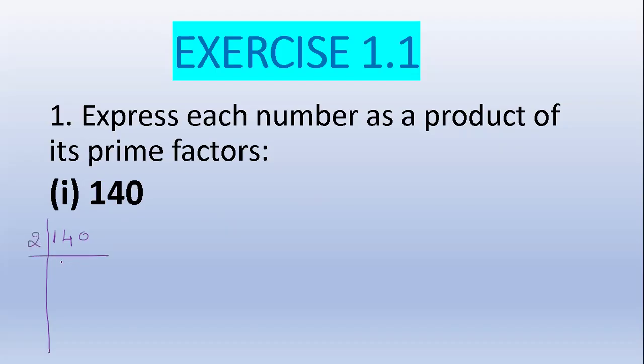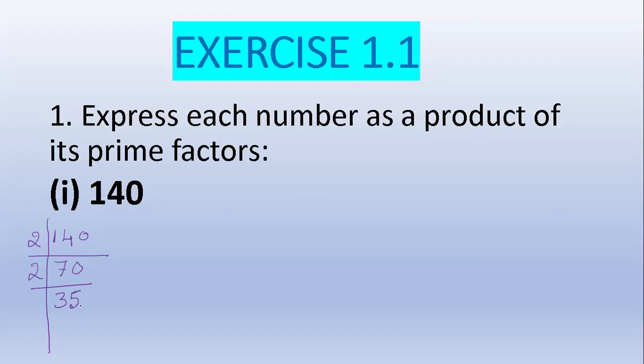2 sevens are 14, 1 as it is, it becomes 70. Next, 2 threes are 6, 1 left, it becomes 10. 2 fives are 10.